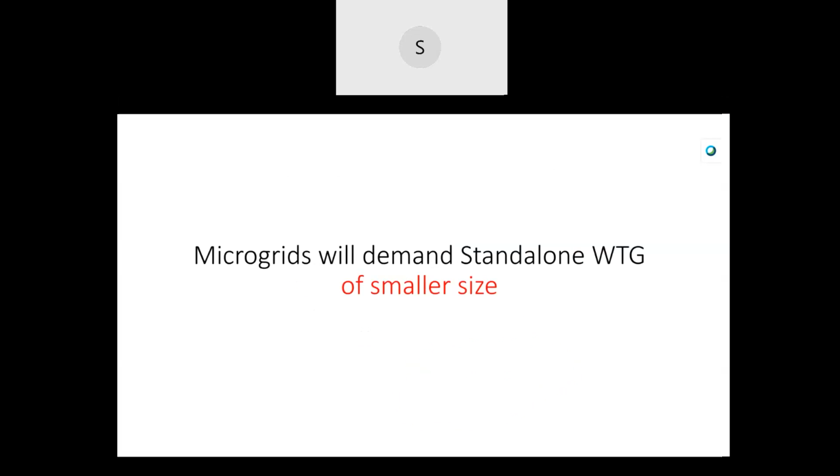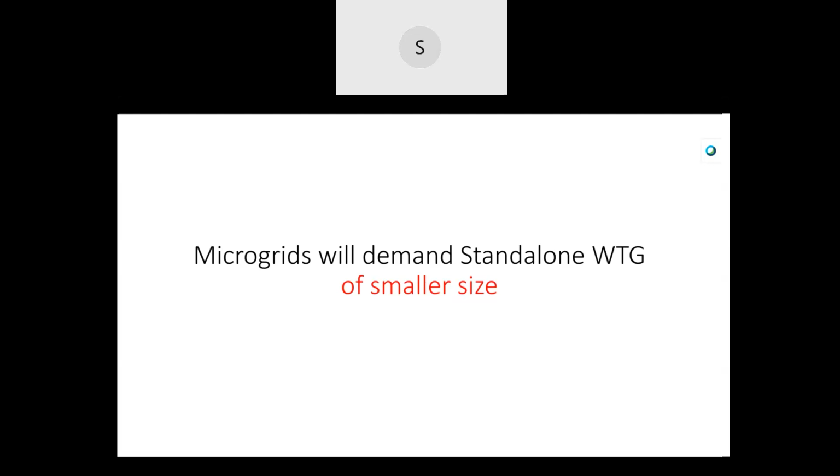So let us come to the major part. Almost more than an hour I spent on the background. Now let us think of microgrids. That is the topic of the workshop. What I say is this: microgrids will demand standalone wind turbine generators of smaller size. Microgrids will be operating in grid-tied mode and also in standalone mode. There can be autonomous microgrids that will not be planning grid connection at all, but other microgrids will have the option of islanded operation.